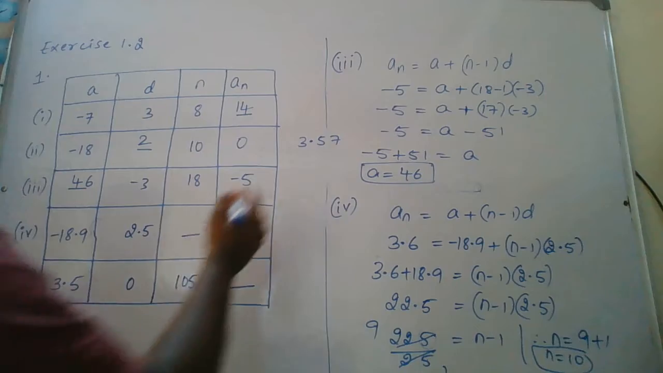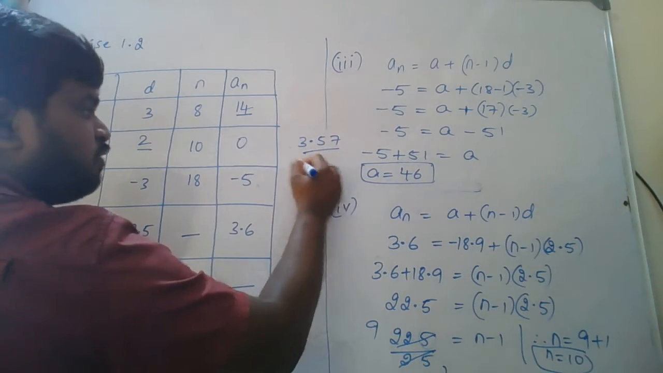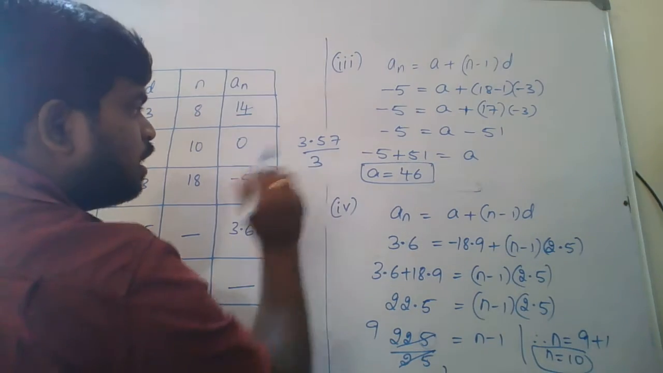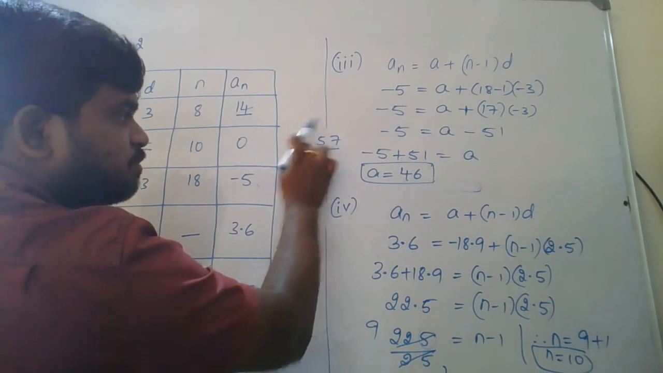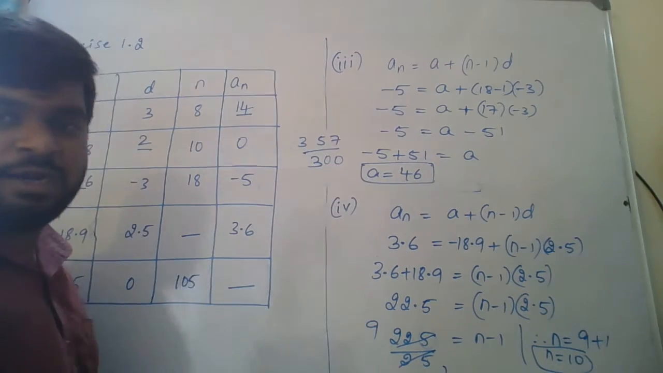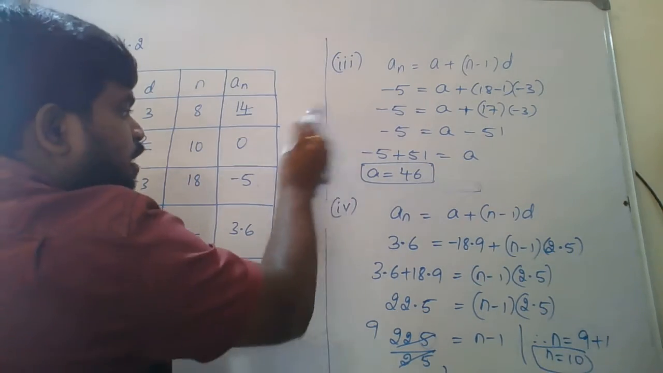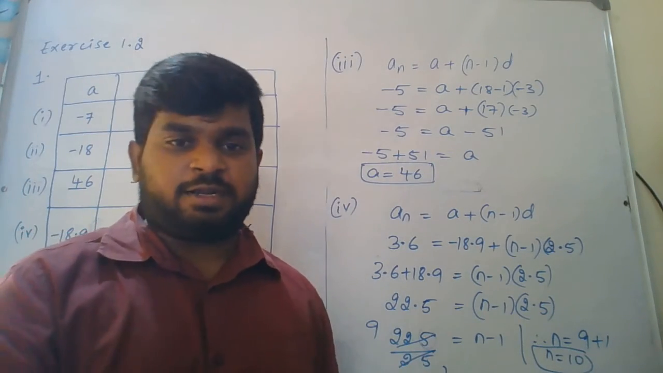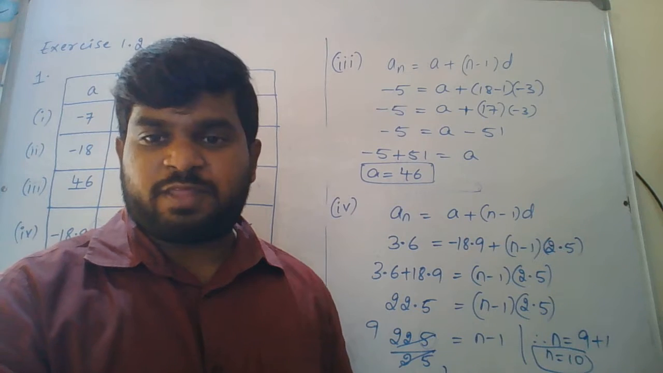3.57 divided by, let's say, 3. Now how do we solve this? Very easy. If I am removing this decimal, after decimal two digits were there, right? So we have to put two zeros in the denominator. If you are removing decimals in the denominator, you have to put the zeros in the numerator. I hope it is clear. So let's go for the next problem.